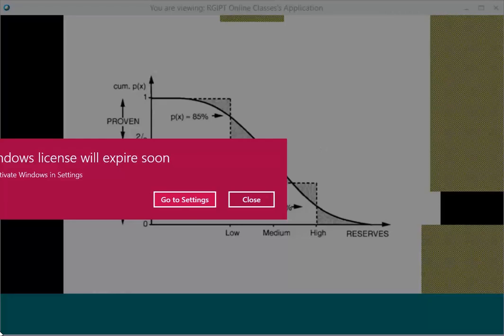Now let's come back to this cumulative probability thing.